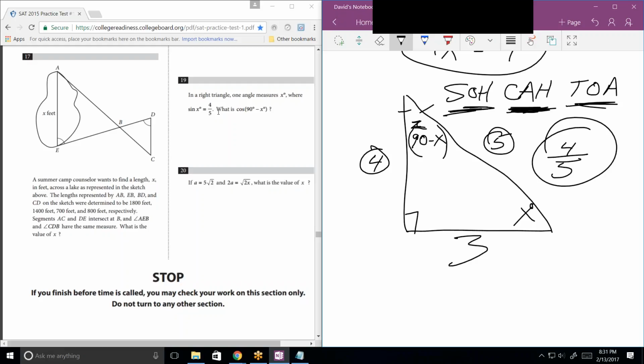SOHCAHTOA. And then tangent is opposite side over adjacent side. So it's the tangent of x, opposite over adjacent. So the tangent would be 4 over 3. Good. Very good.